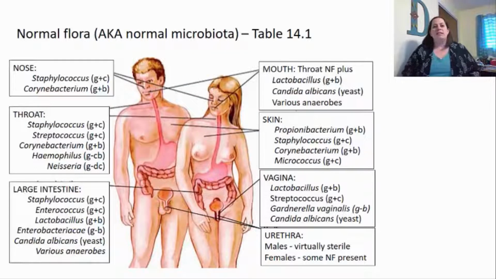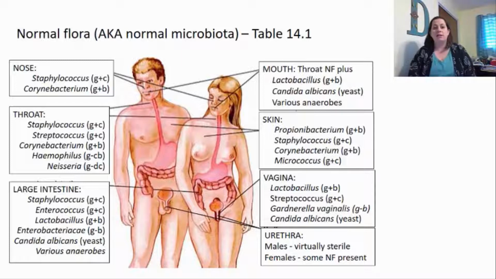So guys, right here on this slide, you're going to see that there is some normal flora that is located in multiple areas in or on your body. And so you can see in the nose, the mouth, the throat, the skin, the large intestines, the vagina, and the urethra all have normal microbiota that live there. They are there and they are actually competing to help protect you as long as they stay in those areas.